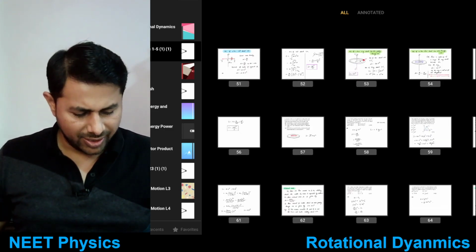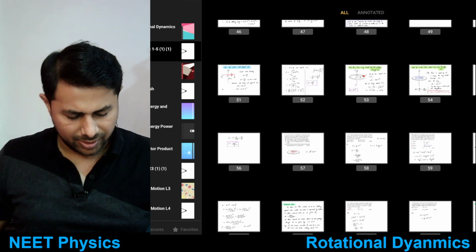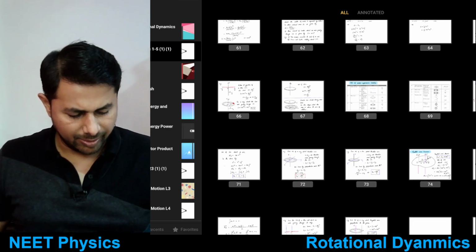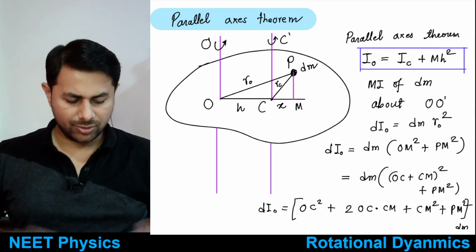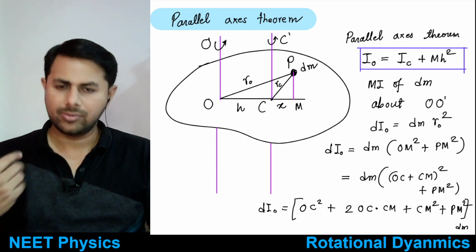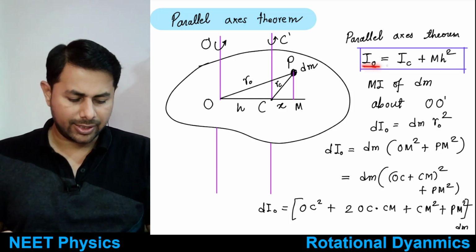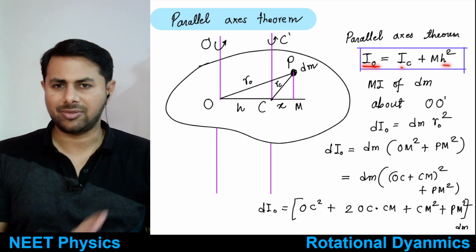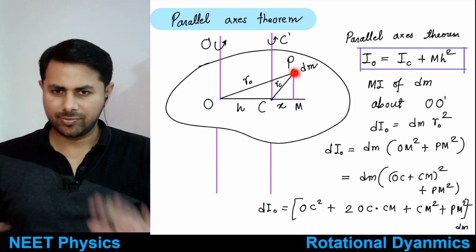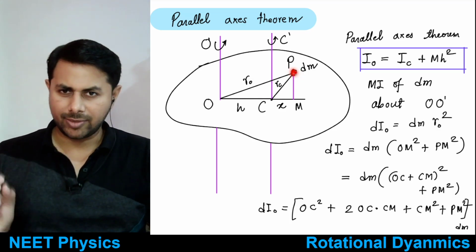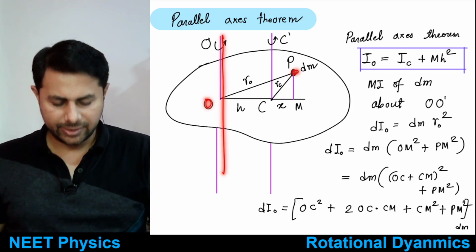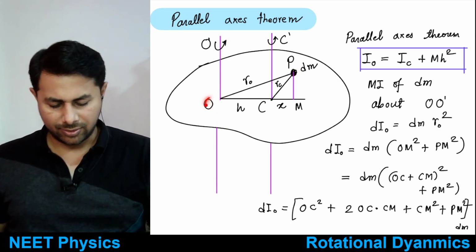So in short, let me just explain the proof of the parallel axis theorem, because then you will remember this. The proof is simple. Suppose I want to prove that IO is equal to IC plus mh square. What will I do? I will take some object. So this is a small piece of the body. What would be its moment of inertia about this axis? Let's call this axis O dash.